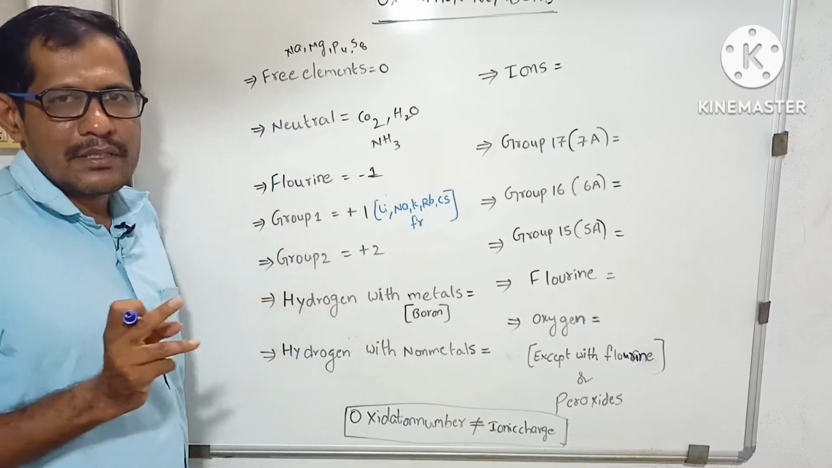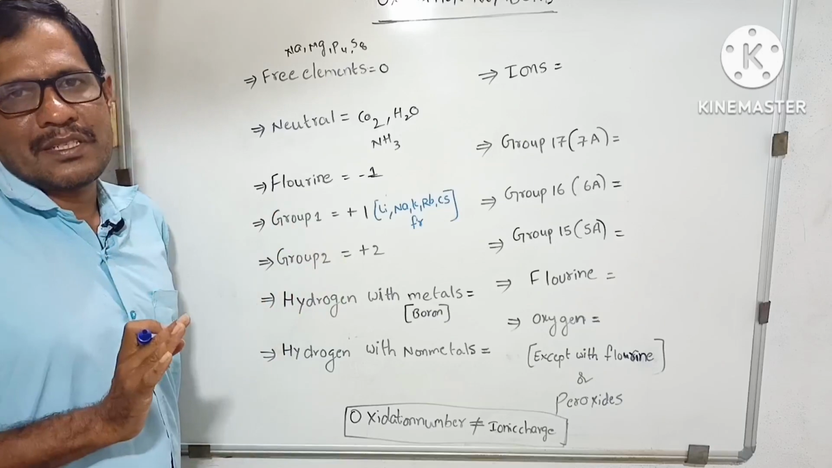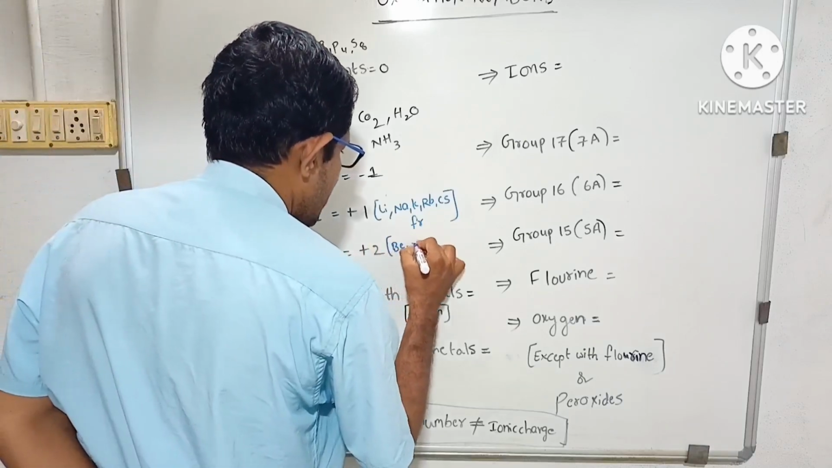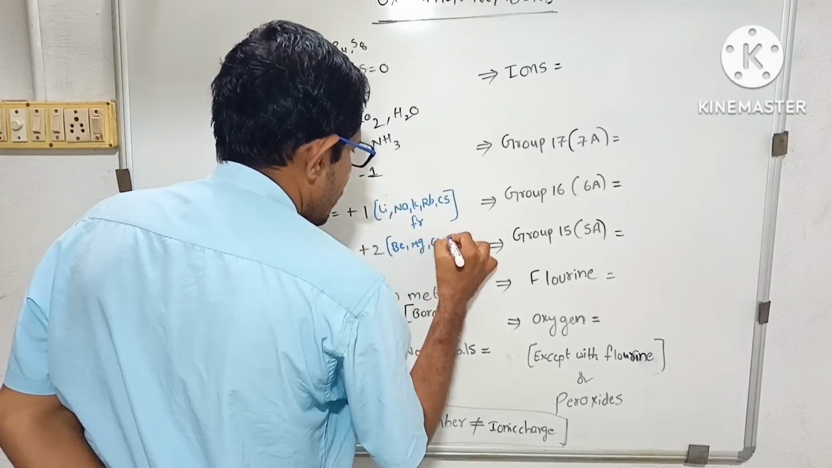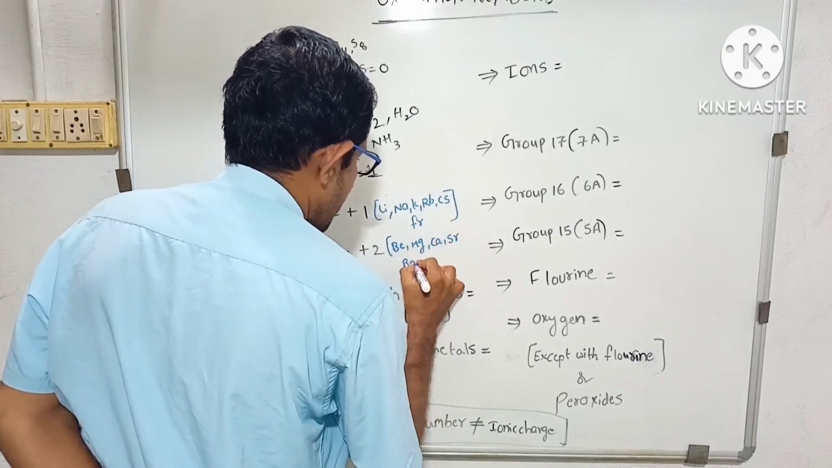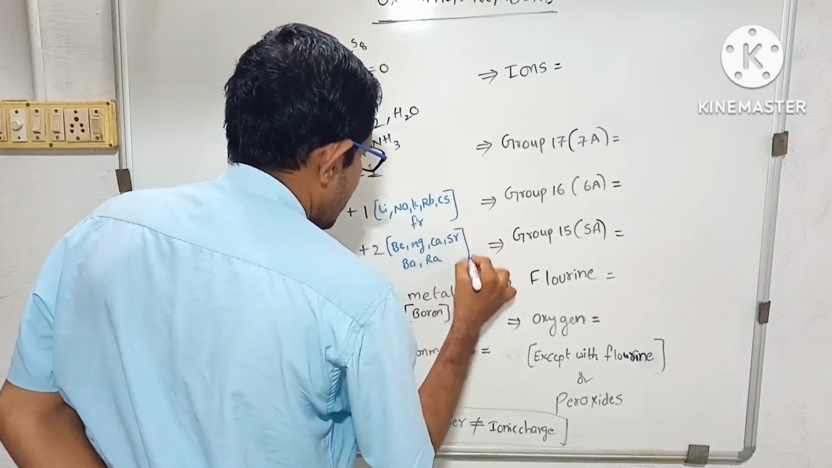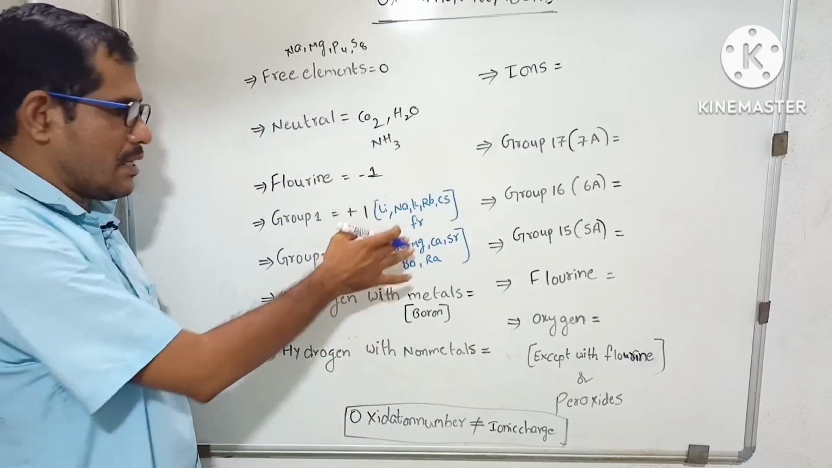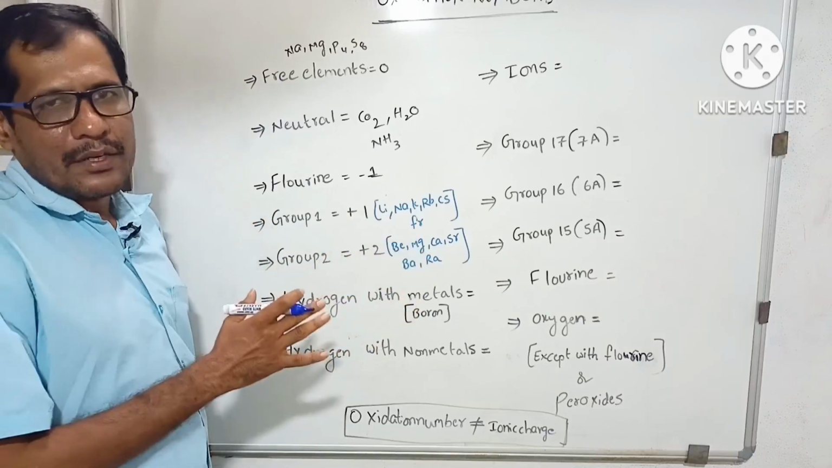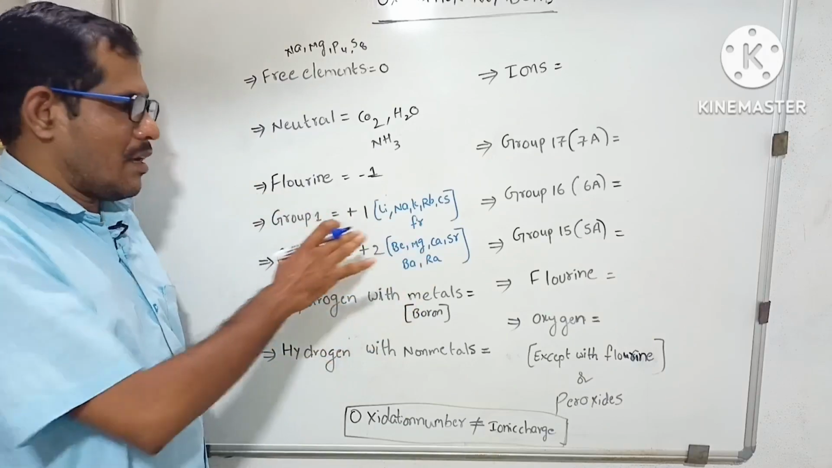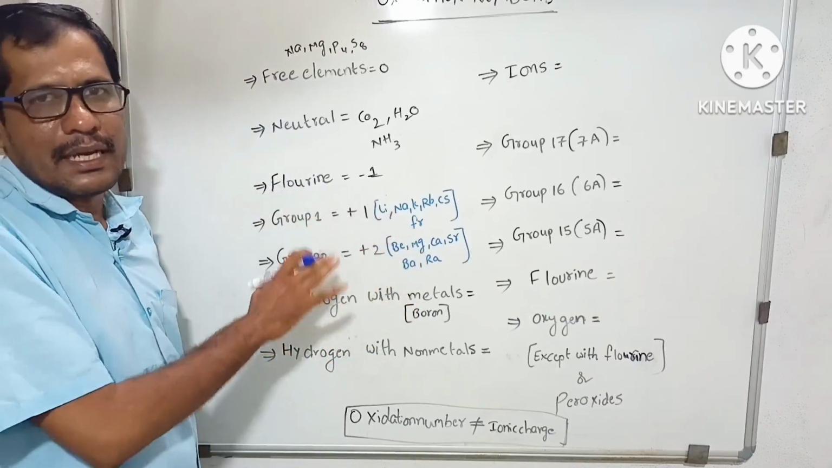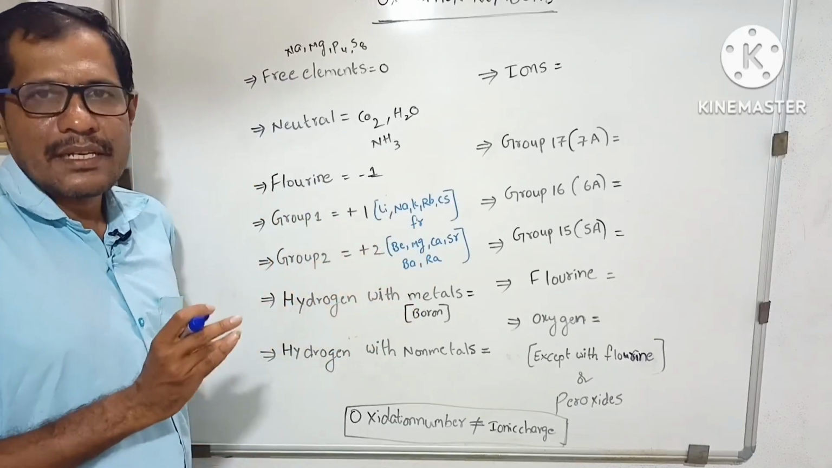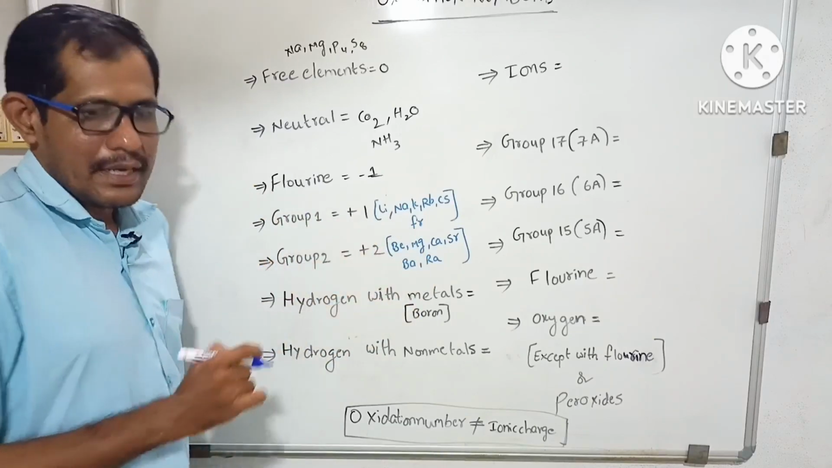Coming to group 2 elements, they always show +2 oxidation state. What are the group 2 elements? Beryllium, magnesium, calcium, strontium, barium, radium. Francium and radium are radioactive, so we may not consider them while doing the calculations.